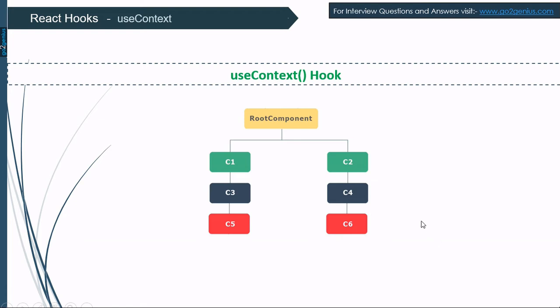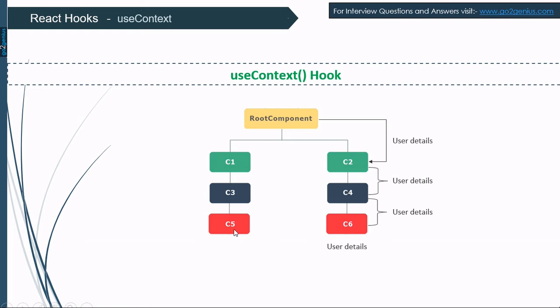So generally what we do, we pass the information as a prop from the root component to the child component, and again we pass the information as a prop to the nested child, and so on, and finally in the last we get the user information. So here you can see we just require the information for component 5 and component 6, but still we have to pass that information through components C2 and C4.